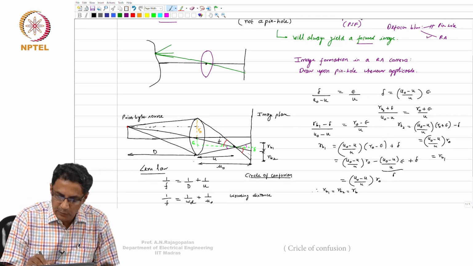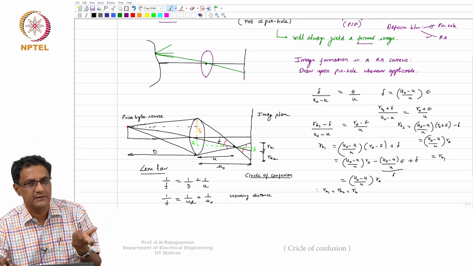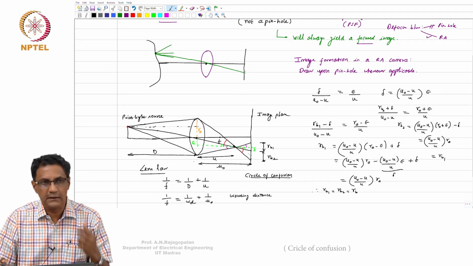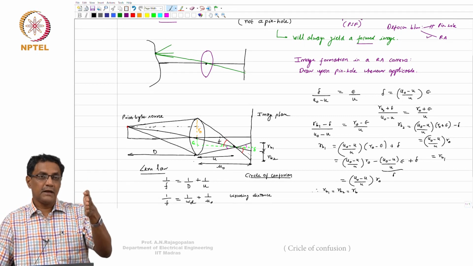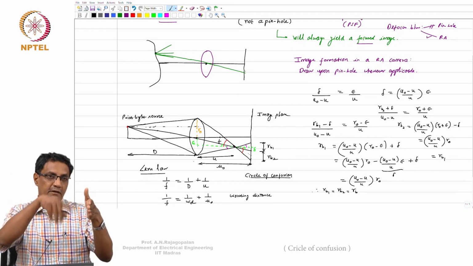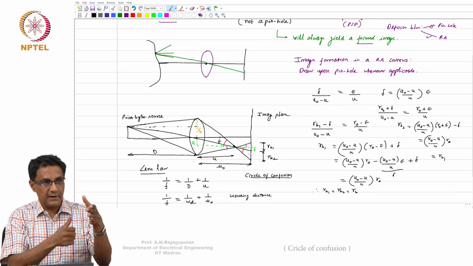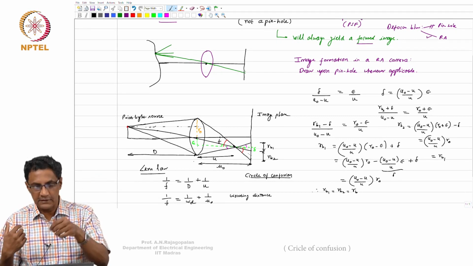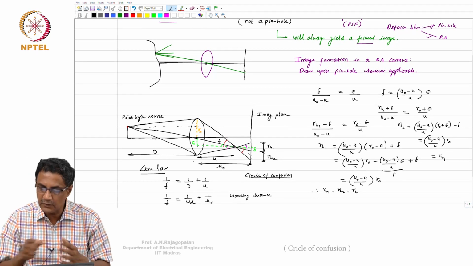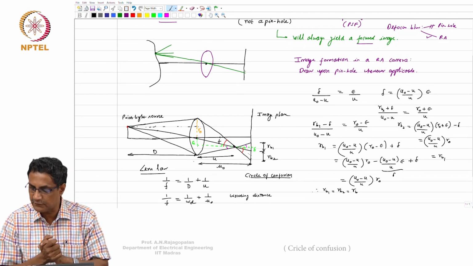Had I taken this point here, it would have been very obvious that it will be a circle. But what I wanted to show you was that if you had a plane like this, and from wherever you are imaging, the point could be anywhere on the plane, does not have to be on the optical axis, it will still map into a blur circle. That is why we call this a circle of confusion.